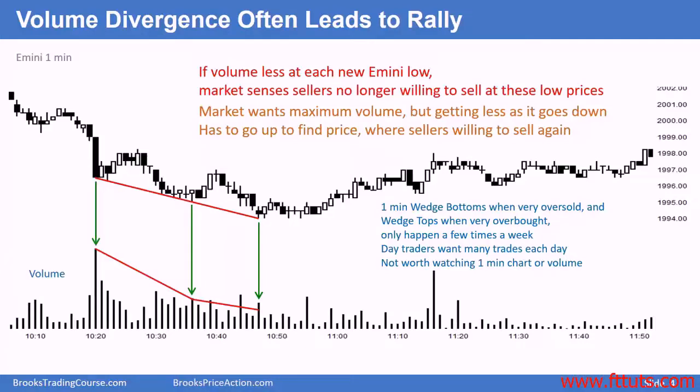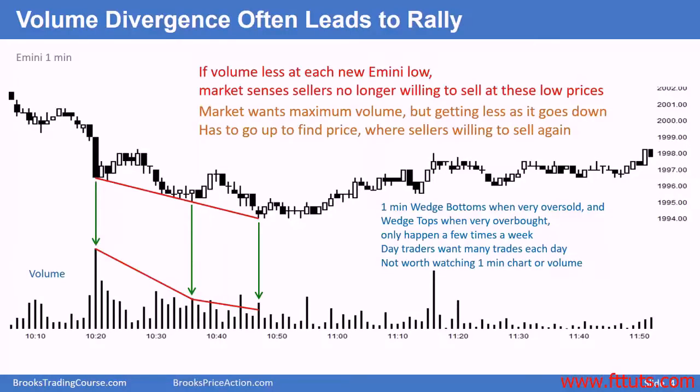I once traded with a trader many years ago who looked for volume divergences. As the market's going down, he's looking for volume getting less. As it's going up, in a spike and channel bull trend, he'd look for volume getting less, and he would look to trade the divergences. But the problem with trading that way is that if you're a day trader, you're looking for many trades a day.